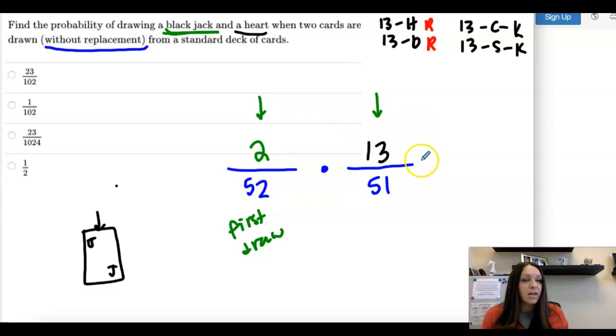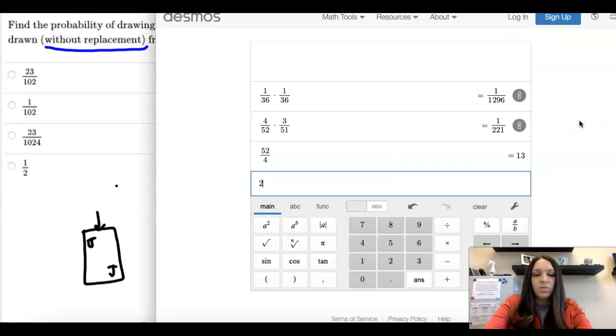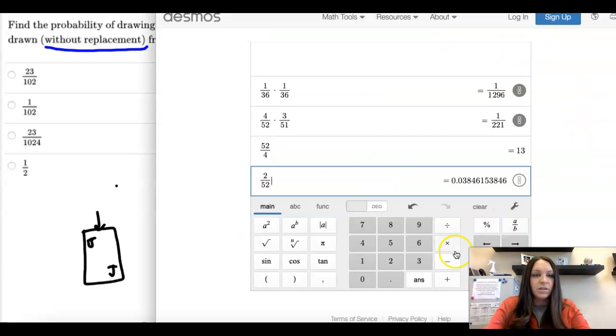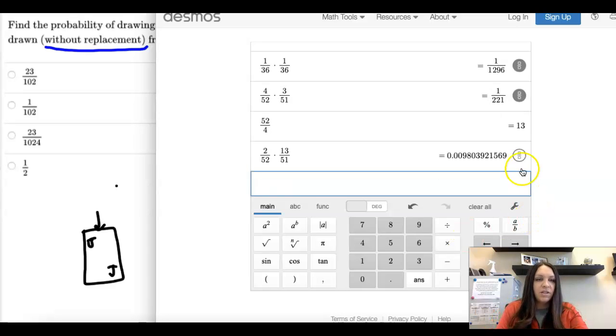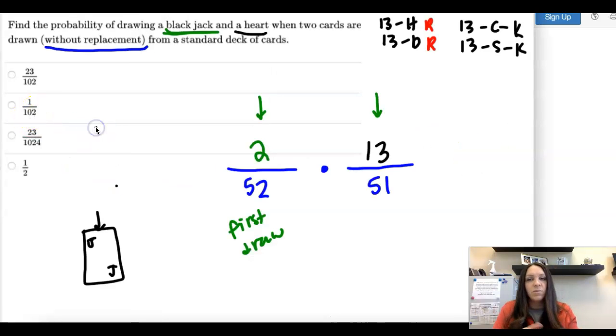So now it's set up, I'm going to multiply these. 2 over 52, those are my black jacks, times hearts, 13 out of 51. That's 1 out of 102 chances that I could draw a black jack and then a heart.